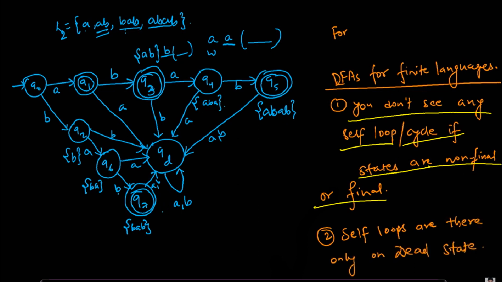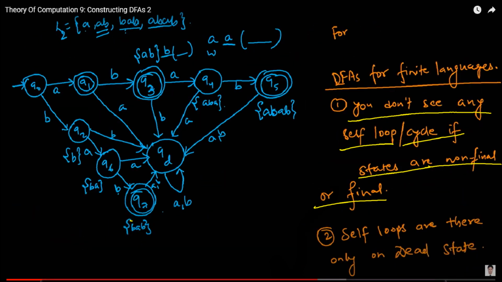was very simple: if there was a cycle or a self loop, then it would give rise to a DFA for some other language, which is going to be some infinite language. That was the reasoning for this observation.